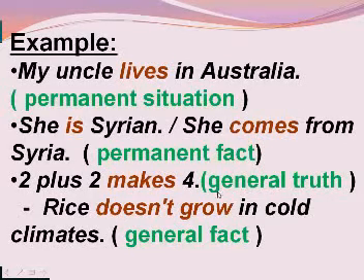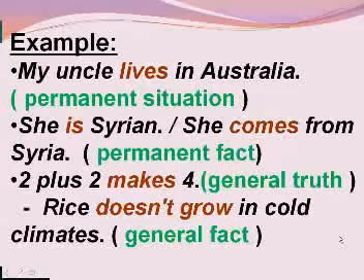So if you have something like this, a general truth or fact, of course I need to use the present simple tense. If I say rice doesn't grow in cold climates, this is a general fact and it doesn't change. We know for sure that rice doesn't grow in cold climates, so we use the present simple tense.